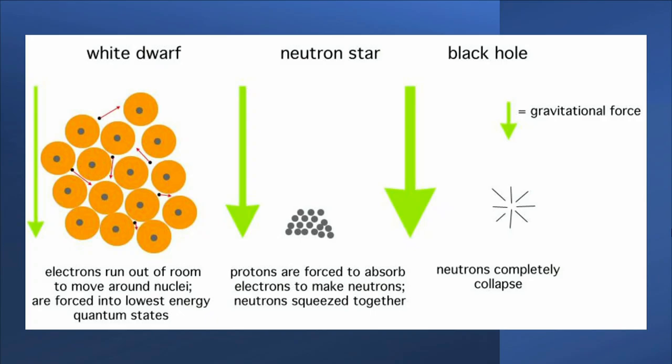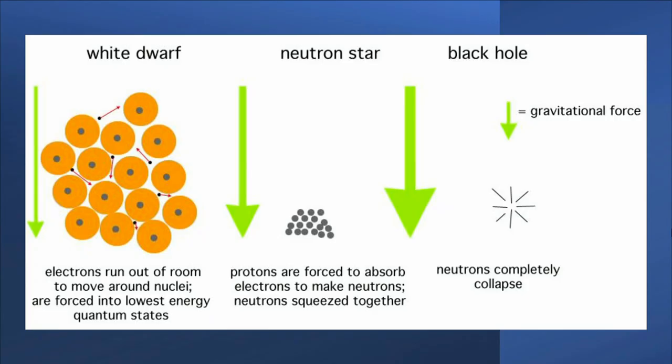So for a low mass star, you'll have enough gravity basically to compress all of your carbon atoms into a small enough state that your electrons don't really have any room to move, and so they'll all be in the lowest energy state. But that electron degeneracy pressure will stop the white dwarf from continuing to collapse.